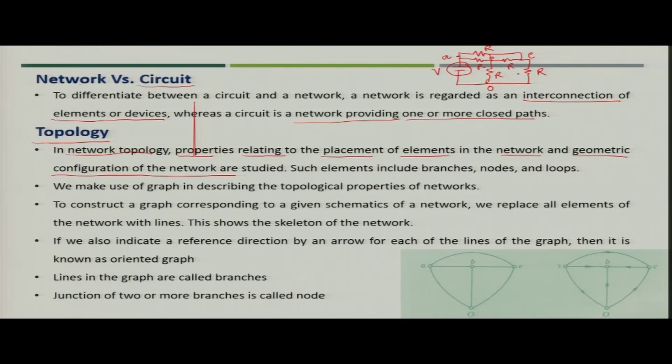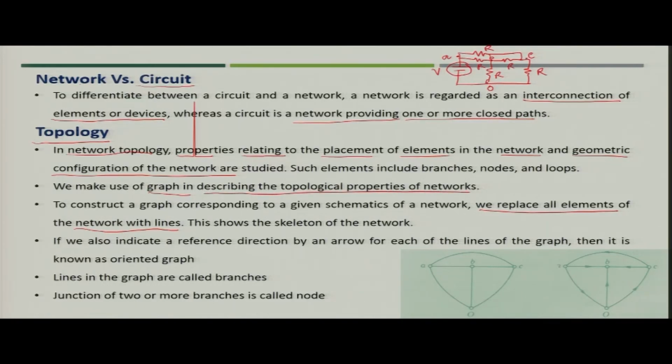Now, if you are asked to find out the topology of this circuit, what will you do? You have to simply construct the graph which will replace all the elements of the network with lines. Why? Because the graph we are creating describes the topological properties of the network.